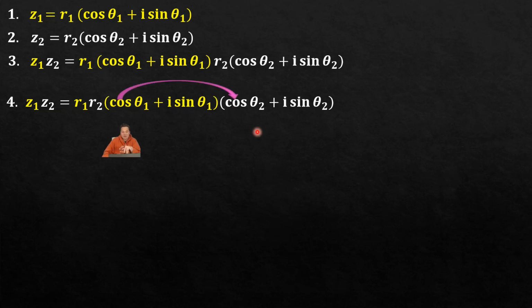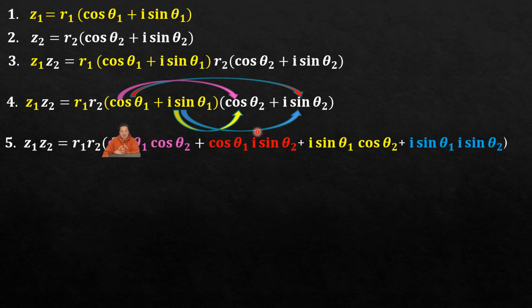It's going to be that part multiplied by that part. That's going to be pink. Then that same yellow part multiplied by the sine theta 2. That's going to be red. Then it's going to be that i sine theta 1 multiplying the cosine theta sub 2, in yellow, and then blue, i sine theta sub 1 multiplying i sine theta sub 2.